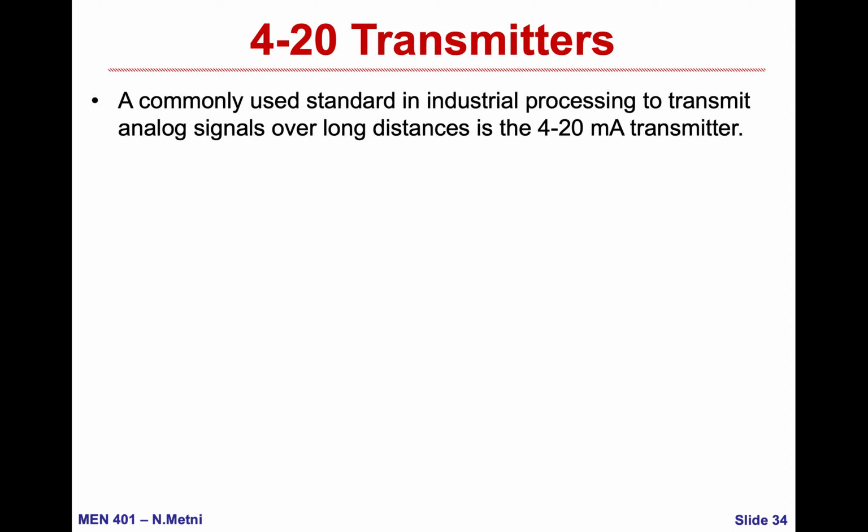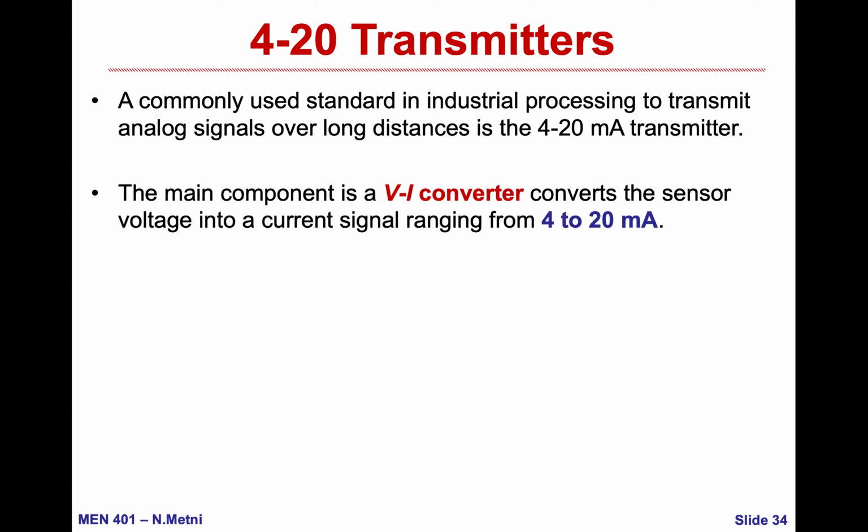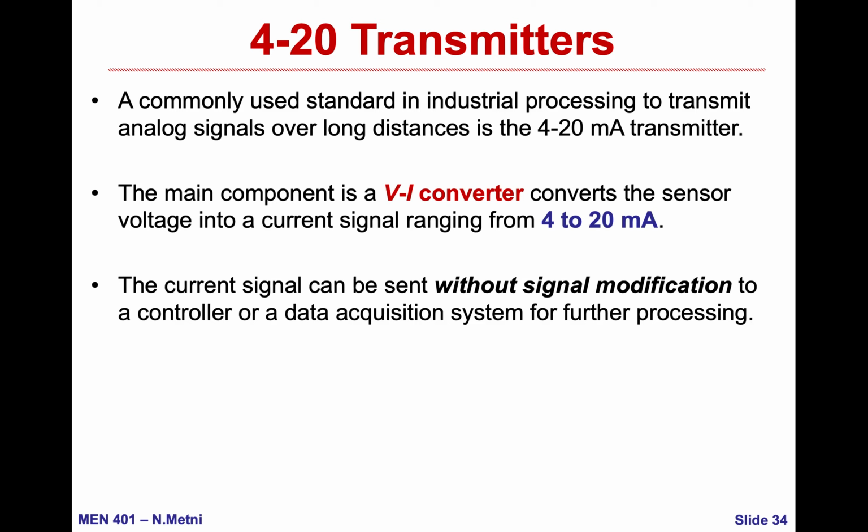What's the solution? The solution is not to transmit voltage. However, the solution is to transmit current. And this is the 4-20 milliamp standard. So it's called 4-20 standard, 4-20 transmitters, 4-20 receivers, but it's based on the 4 milliamp, 20 milliamp current. So in this way, the current signal, as it's written here, can be sent without signal modification to a controller or a data acquisition system for further processing.